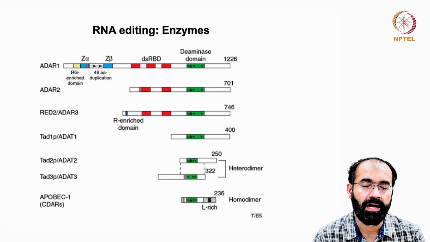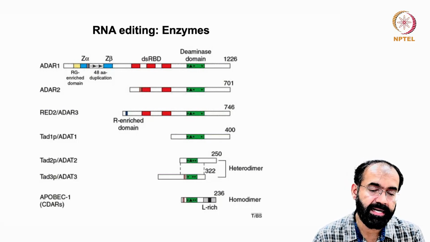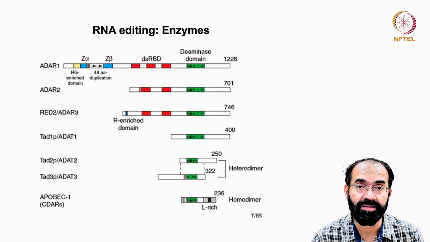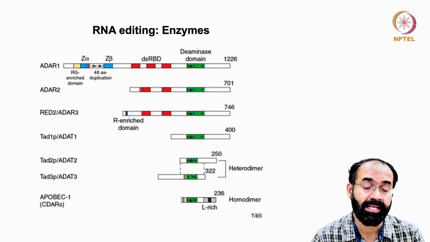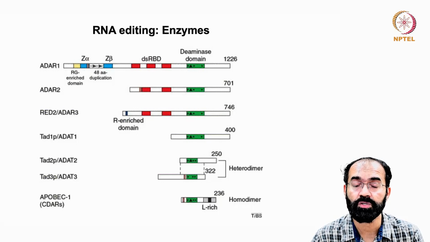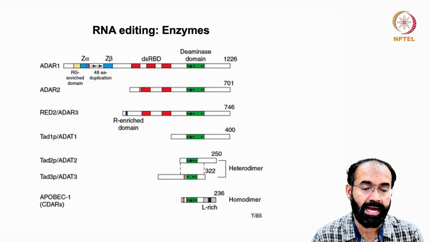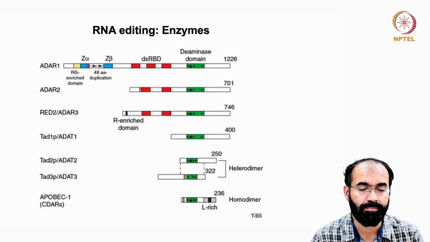RNA editing enzymes are quite interesting. They have several unique features of their own, and they also have several common features. And what are they? This is ADAR1, ADAR2, and RED2, ADAR3, and the names of these genes are not important. Let us see with some examples.